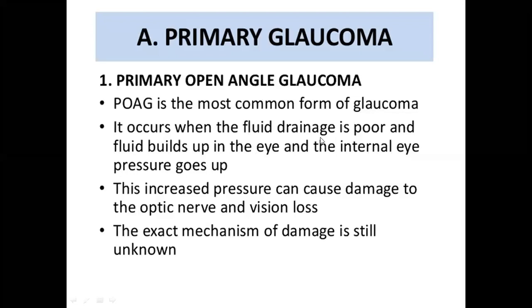ठीक है. It occurs when the fluid drainage is poor and the fluid builds up in the eye and the internal eye pressure goes up. The increased pressure can cause damage to the optic nerve and causes visual loss. The exact mechanism of damage is still unknown. Okay, what is the cause of obstructing the trabecular meshwork? The angle is open, everything is normal. Why is the trabecular meshwork not draining the aqueous humor? This cause is still unknown. But we know that the problem is in the trabecular meshwork, which is not draining the aqueous humor properly.